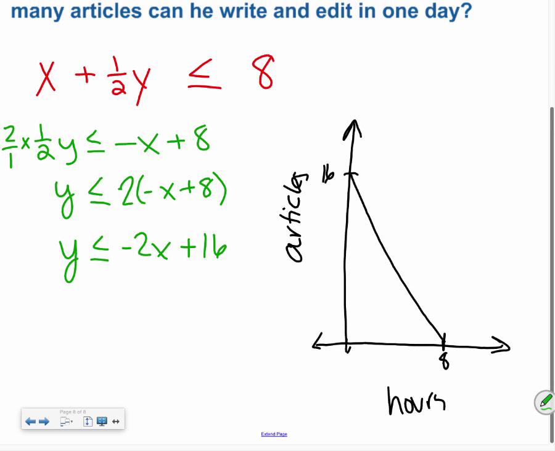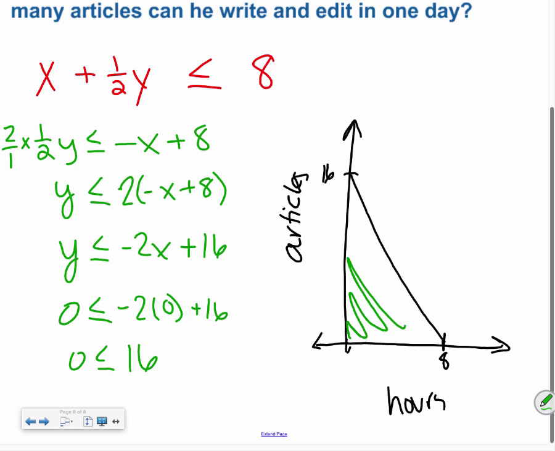So now, if I want to figure out where I'm shading, if I plug 0 in, is 0 less than or equal to 16? Yes, so that means I'm going to shade everything underneath this line. And that is how you would solve that problem.